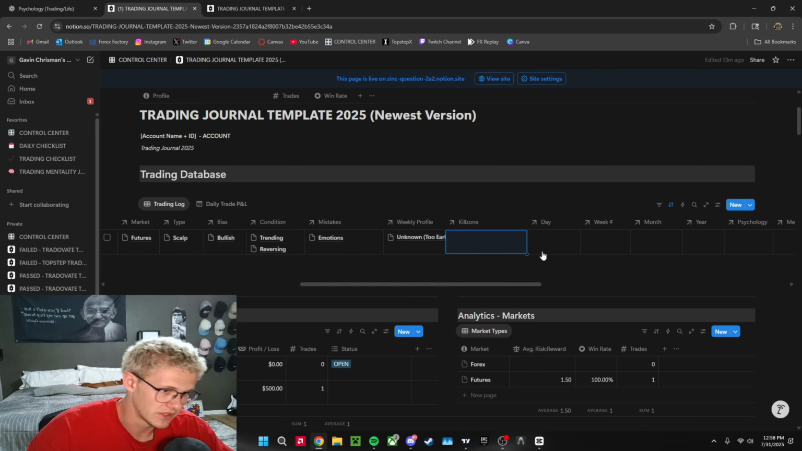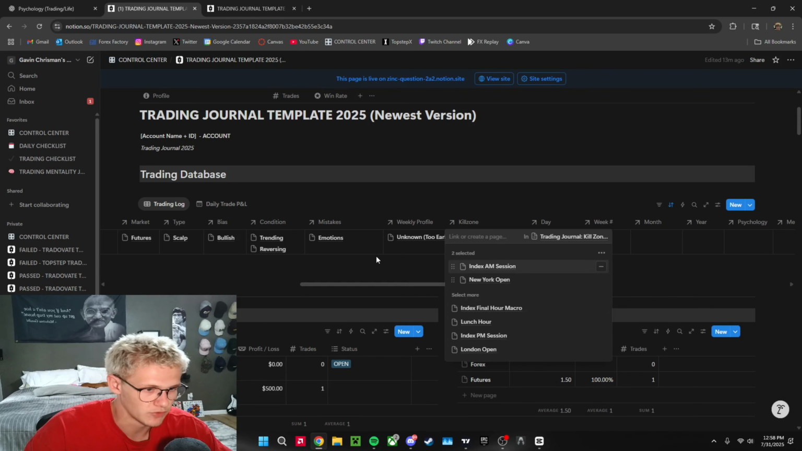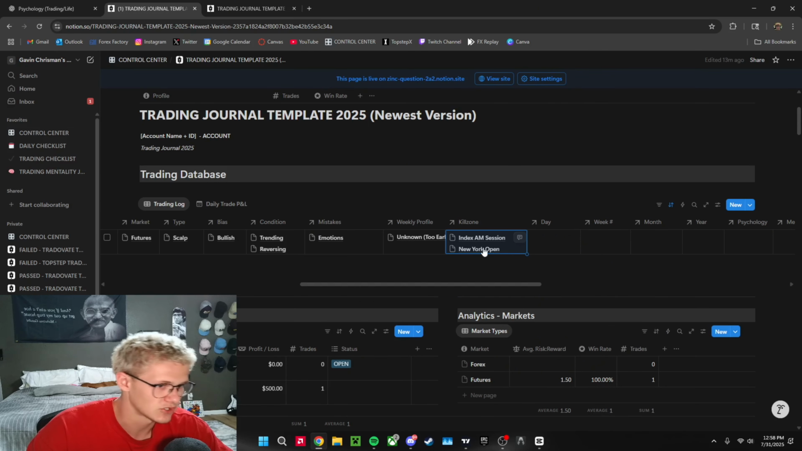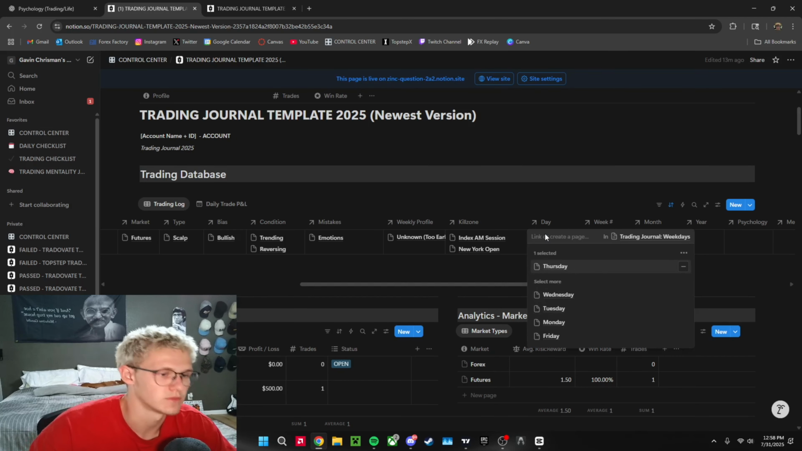The next box is going to be the kill zone. This one's very obvious. Basically, when did you take your trade? Was it AM session, PM session, New York, London, Asia? That's what you fill in here. All my trades are AM of New York Open, so I put index AM session and New York Open. Day, very obvious. Today is Thursday, so I took it on a Thursday.